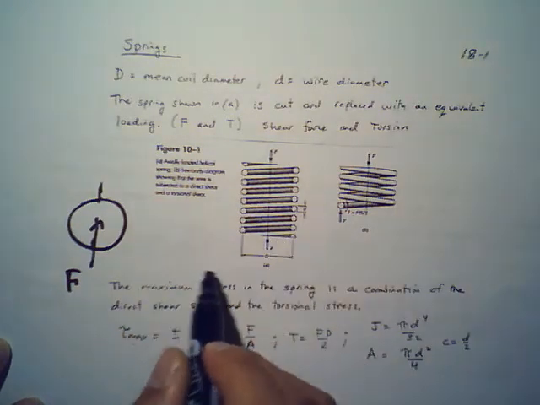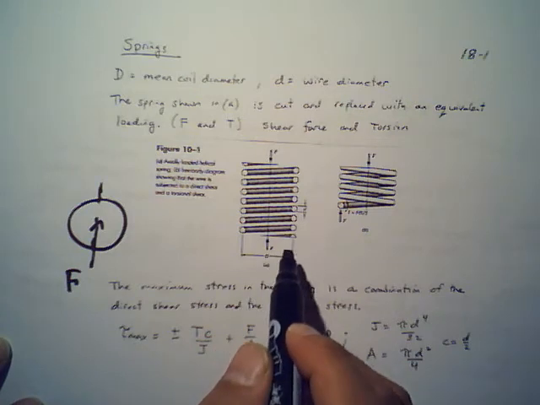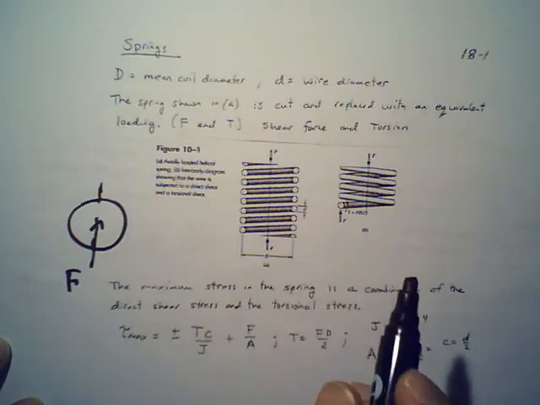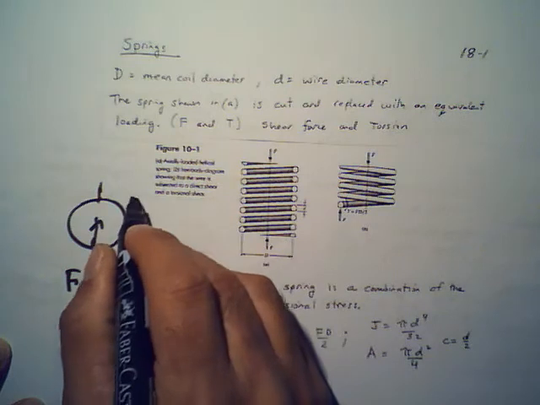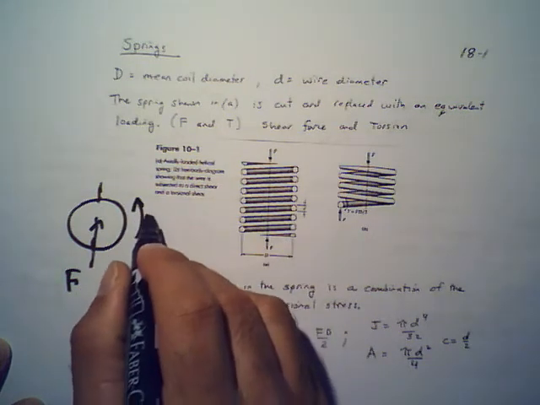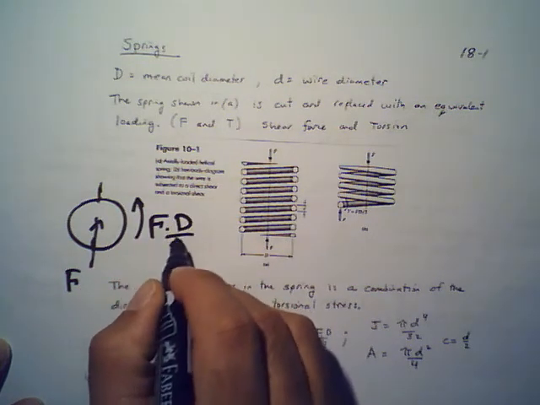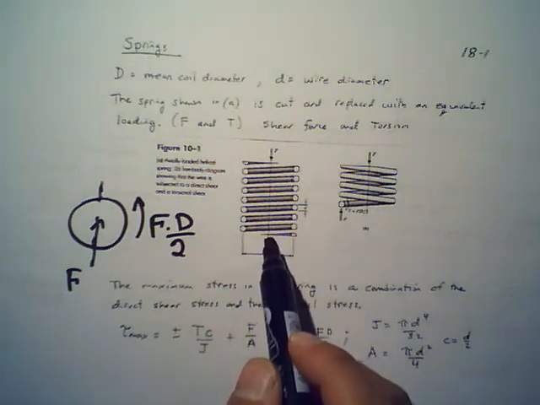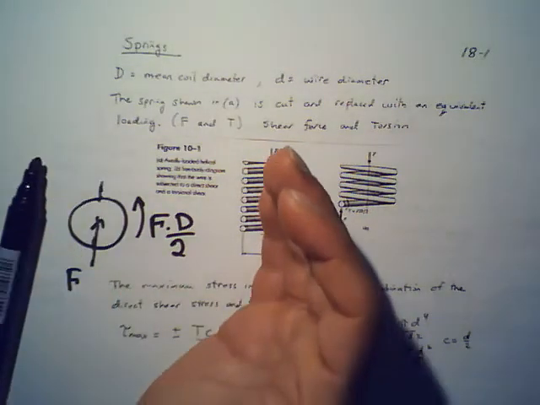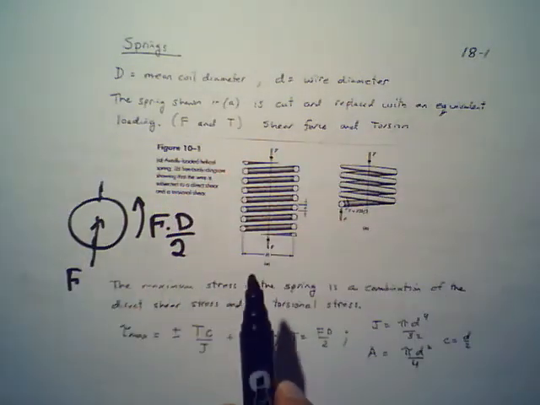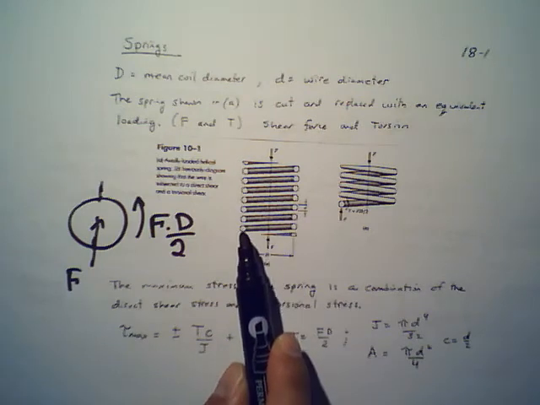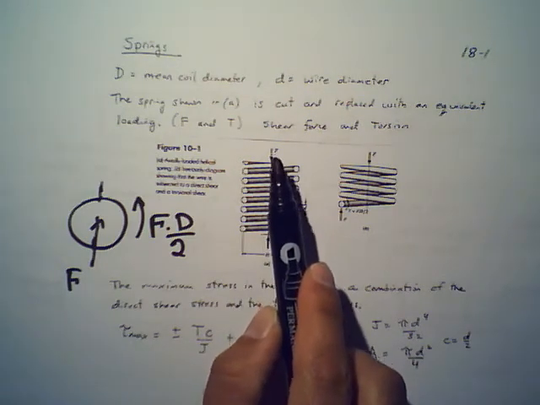And basically, as a result of having this force, you know that you are going to have a moment, right? And the moment is going to be equal to how much? It will be F times d over 2. Right? So if I take that force and I move it over here, then I have to put a moment which is acting in that direction, right? So this is replacing that force, and then this will ensure equilibrium of this, right?